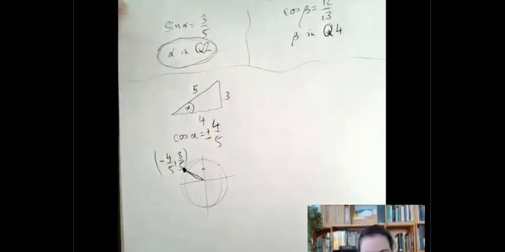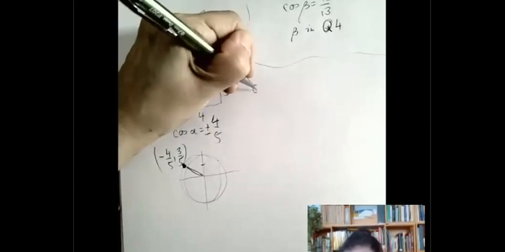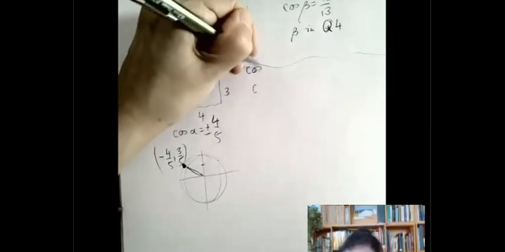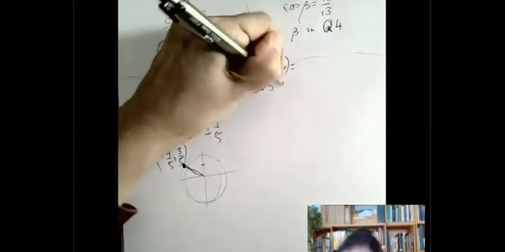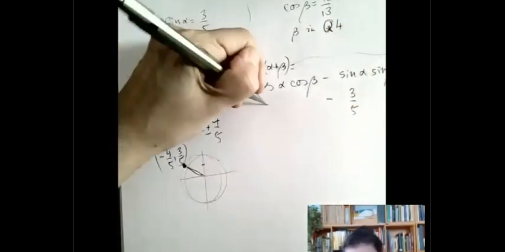But basically, what we have is, so cosine of alpha plus beta is cosine alpha cosine beta minus sine alpha sine beta. So sine alpha was given to be 3/5. And we figured out that cosine alpha is negative 4/5.